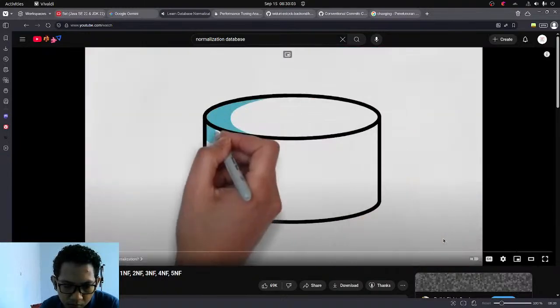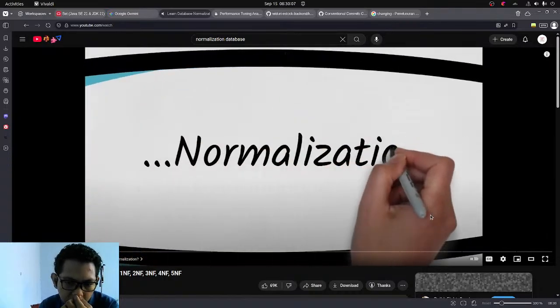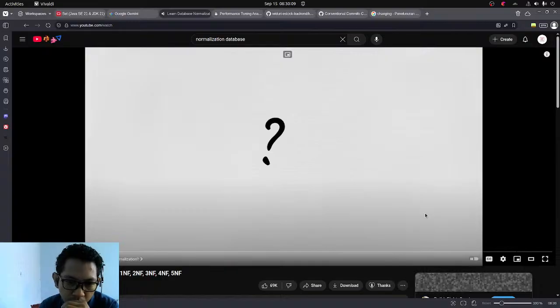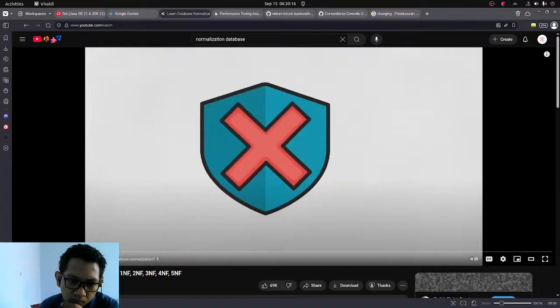If you've had some exposure to relational databases, you've probably come across the term normalization. But what is normalization? Why do we do it? How do we do it? And what bad things can happen if we don't do it?